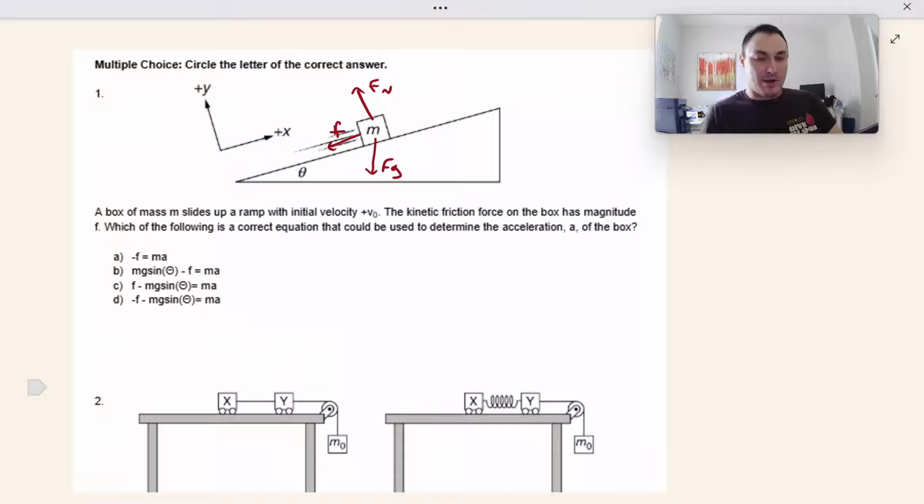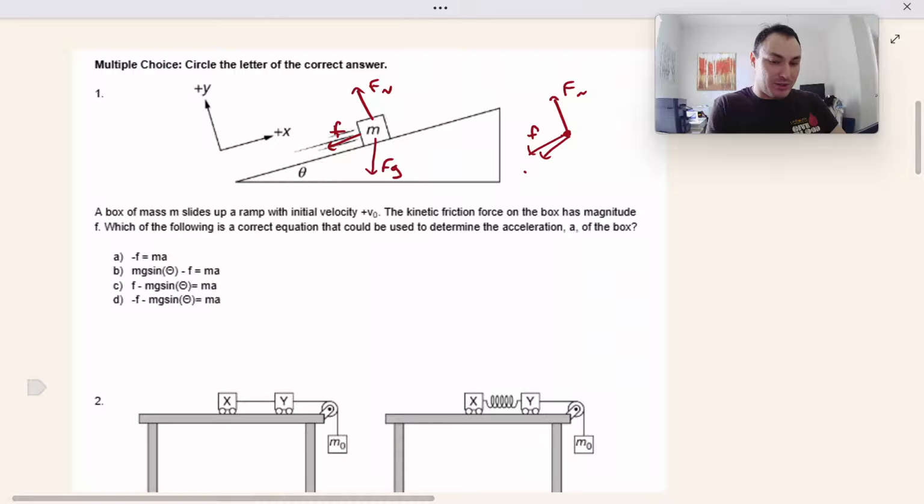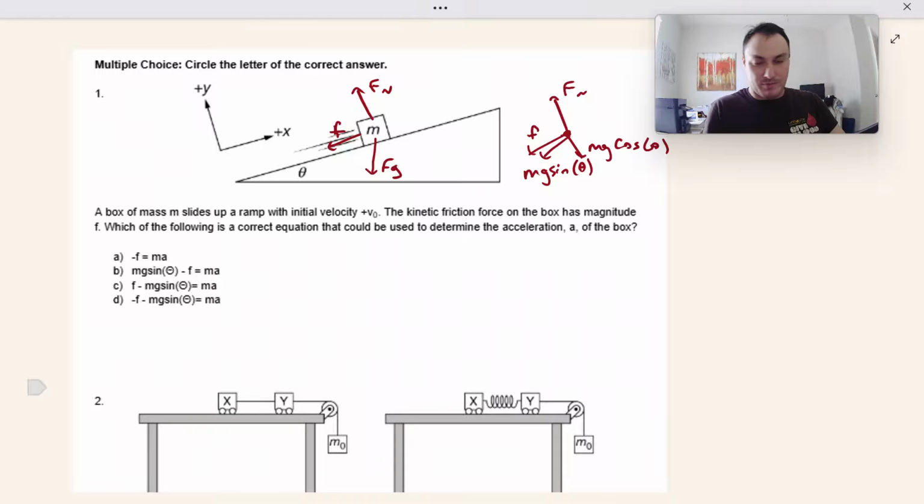Setting up, I'm going to do a second free body diagram where I split up this force of gravity into components. We have normal force, we have force of friction, and we have mg sine of theta down the ramp, and mg cosine of theta into the ramp.